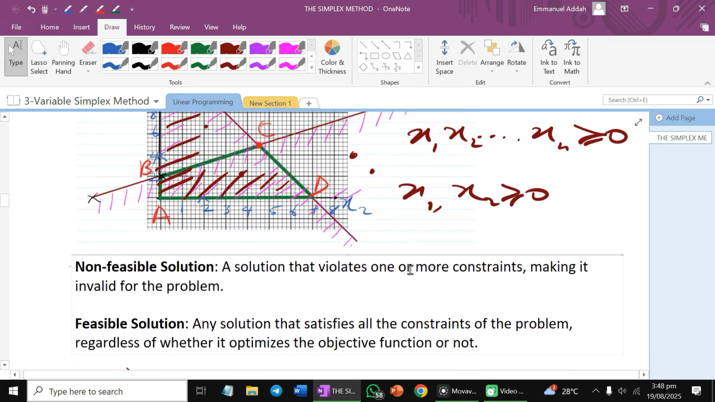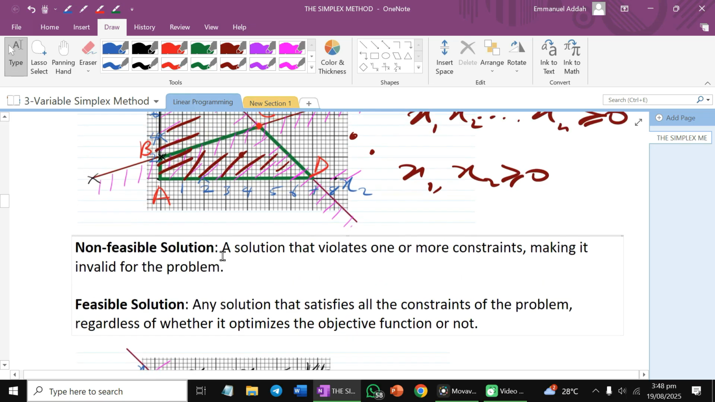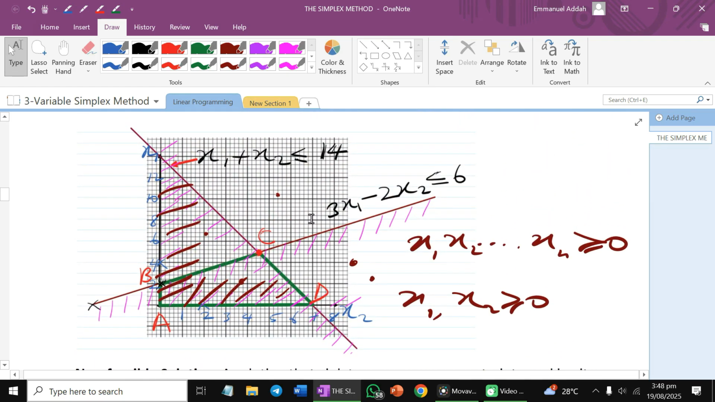Let's go on. A non-feasible solution is a solution that does not satisfy all the constraints. If we choose a point here, as I said, it is not feasible. But if it falls within this green four-sided area, any solution we take here is a feasible solution.